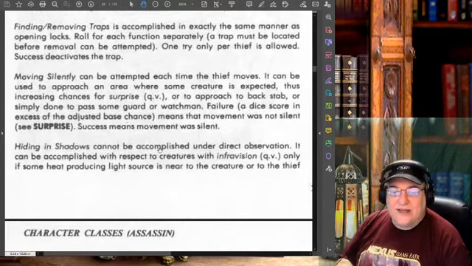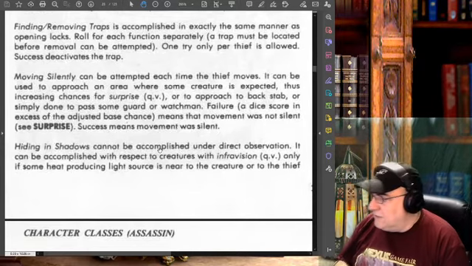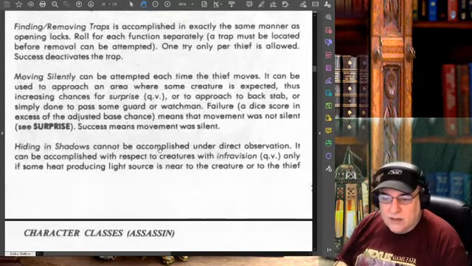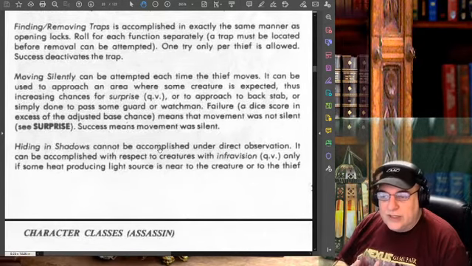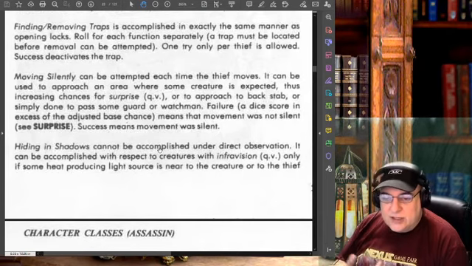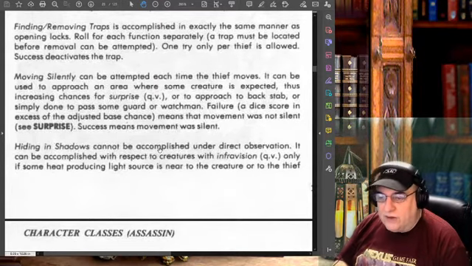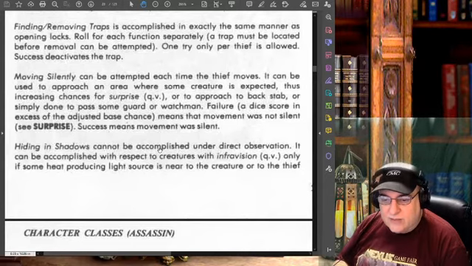Success deactivates the trap. Moving silently can be attempted each time the thief moves. It can be used to approach an area where some creature is expected, thus increasing chances for surprise, or to approach to backstab, or simply done to pass some guard or watchman. Failure, a dice score in excess of the adjusted base chance, means that movement was not silent. See surprise. Success means movement was silent.